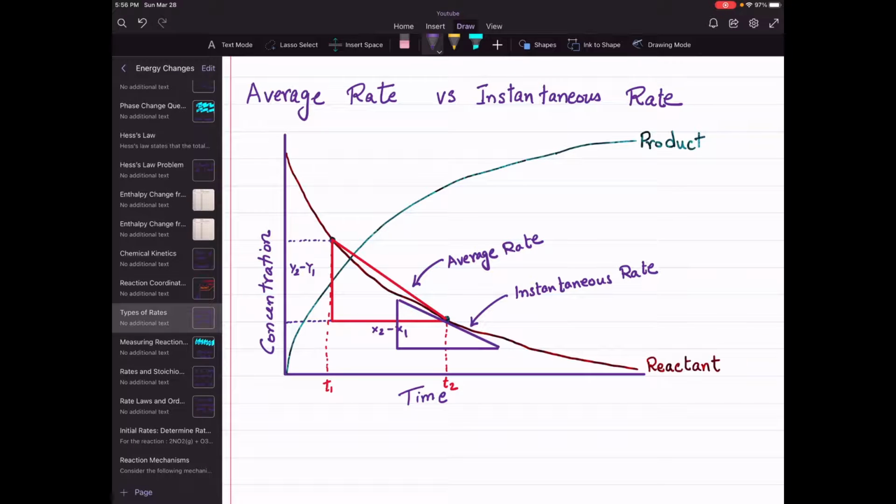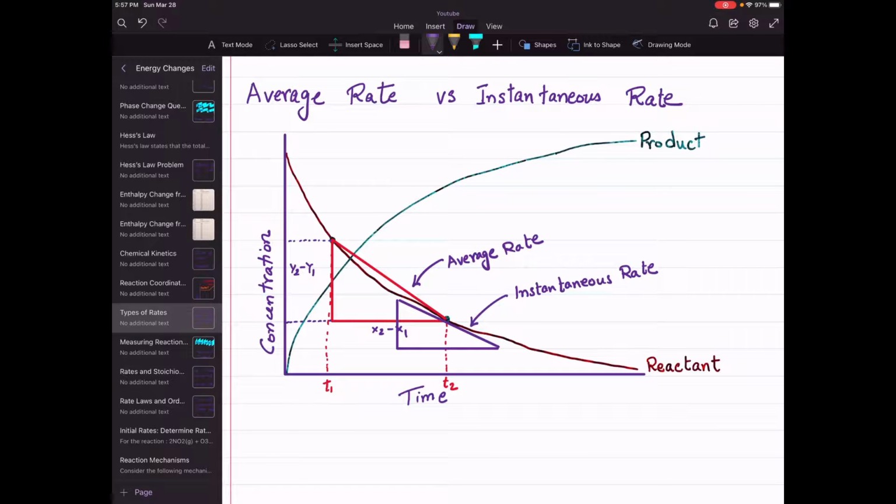Okay, so to find the average rate, it's over a larger period of time, and we are looking at the change over that period of time, whereas an instantaneous rate is the rate of change at a specific moment in time. Okay, so that's the two differences here. Now you have understood what the difference between average rate and instantaneous rate is.